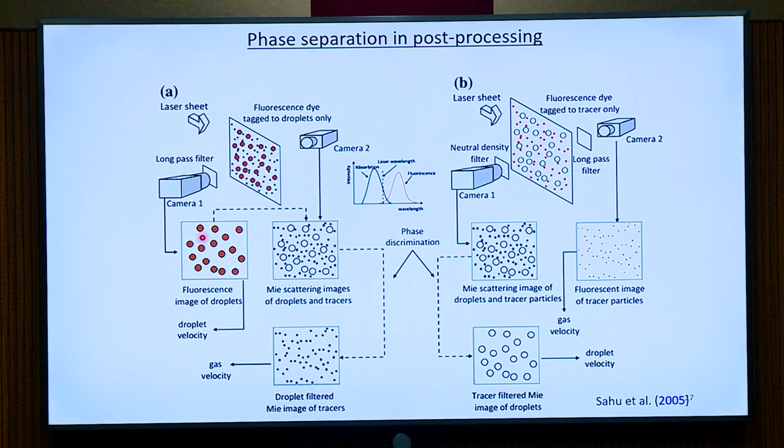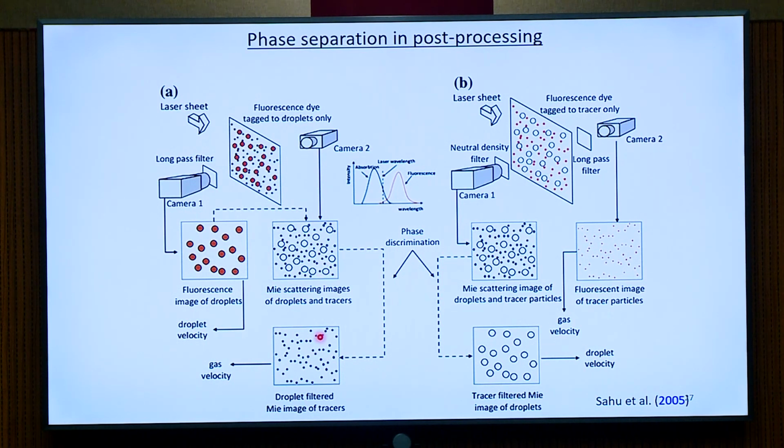Okay, this is because tracer particles are not tagged with any dye. While in the other camera you get both. This is the Mie-scattering image. This is the normal image. You get both the droplets and the tracer particles. Now because you have imaged the droplets separately, you can filter it out and get only the tracer image.